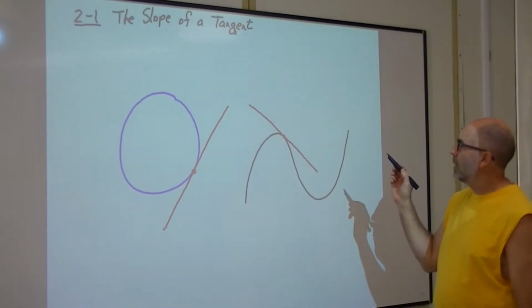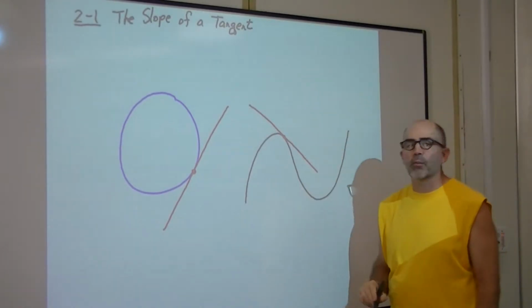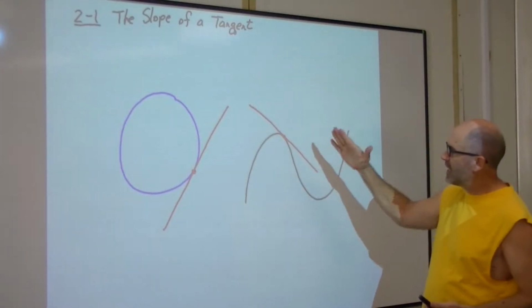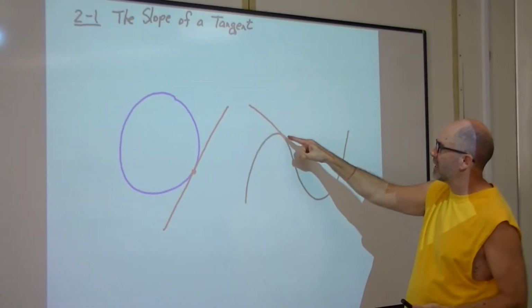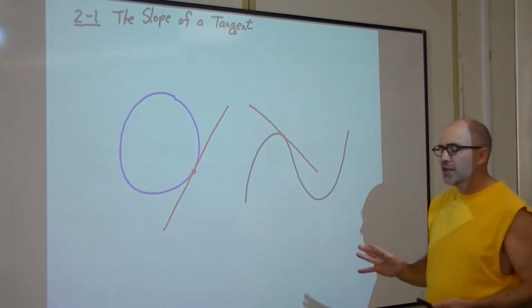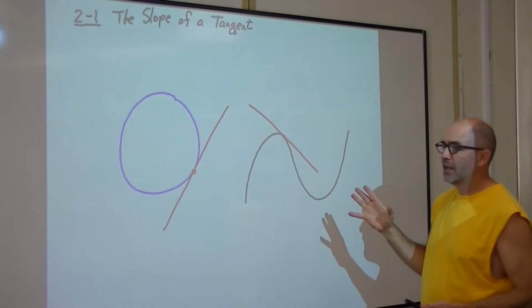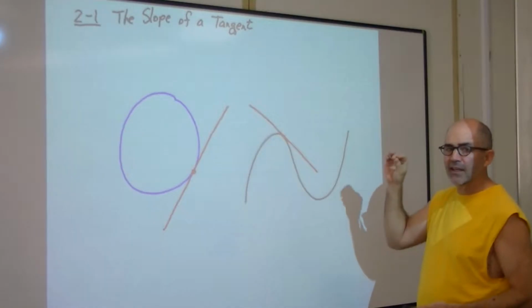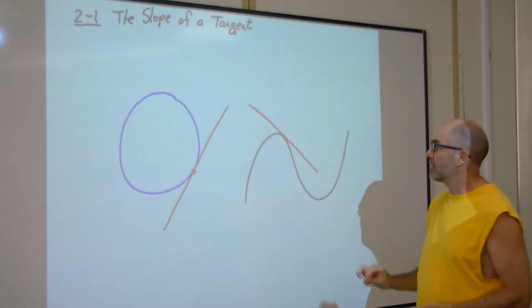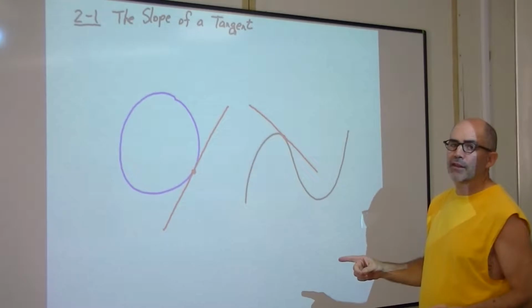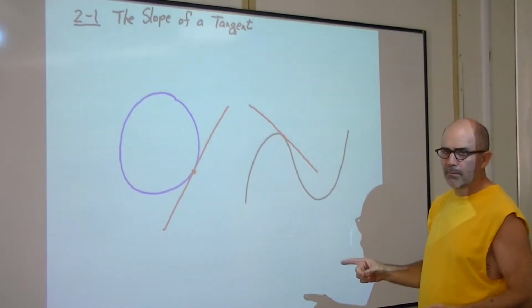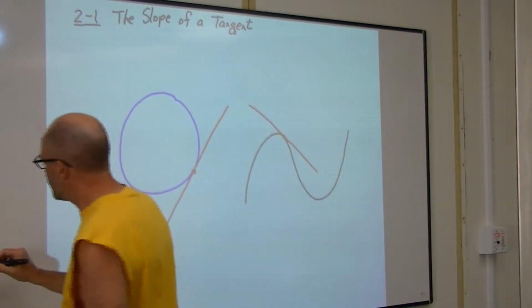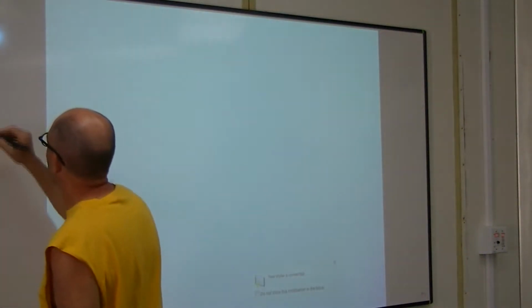Now, we're interested in finding the slope of this tangent. But we have a problem. The tangent is defined by exactly one point. But we know to get the slope of a straight line, we need 2 points, because we need change in y divided by change in x. There's only 1 point there. Problem. Okay, so here's what we're going to do. We're going to manufacture a second point.